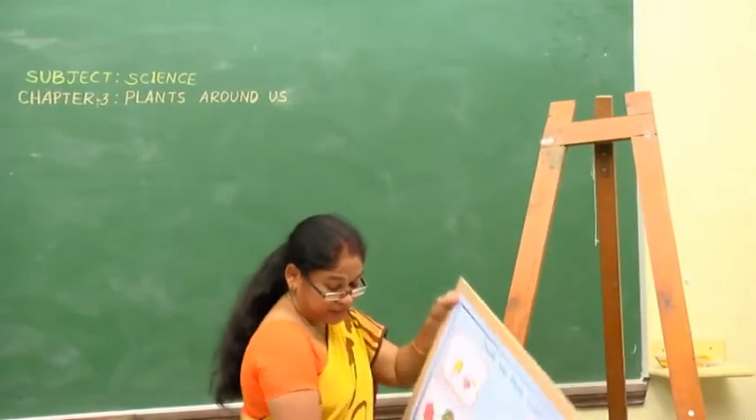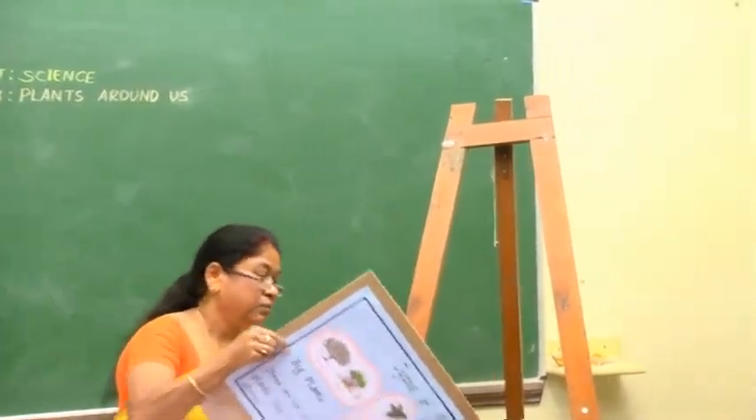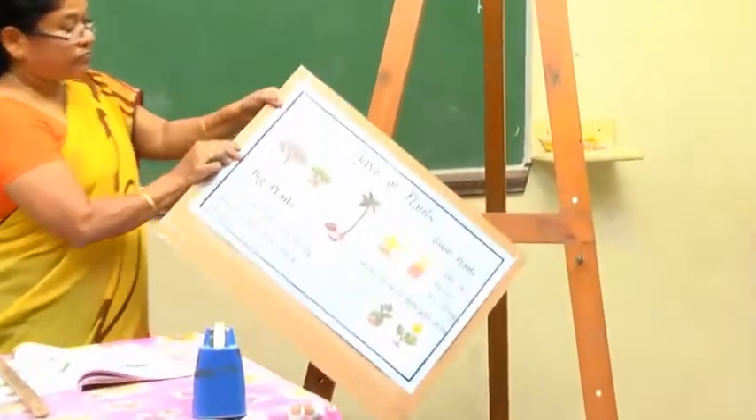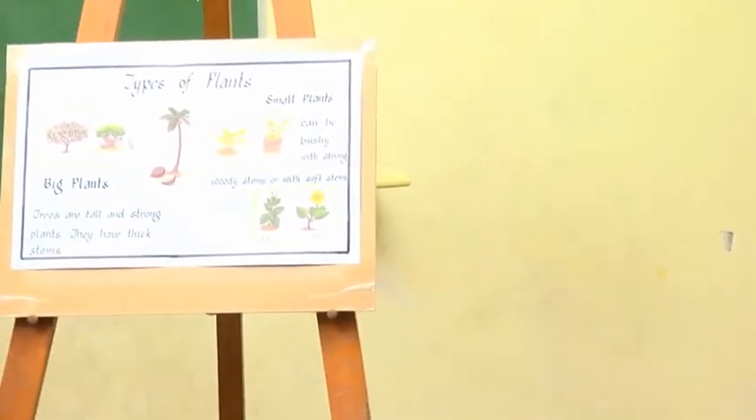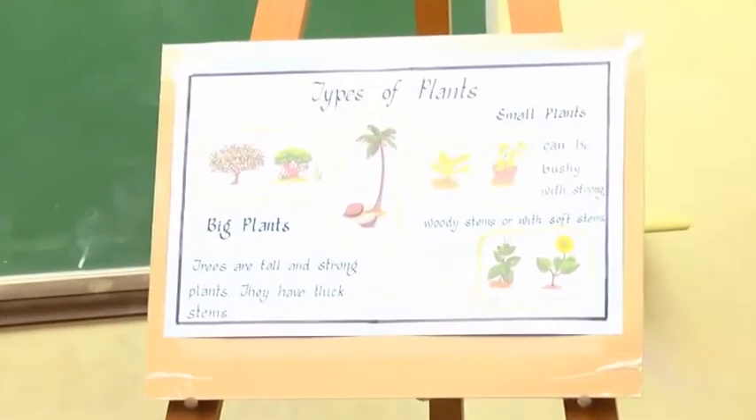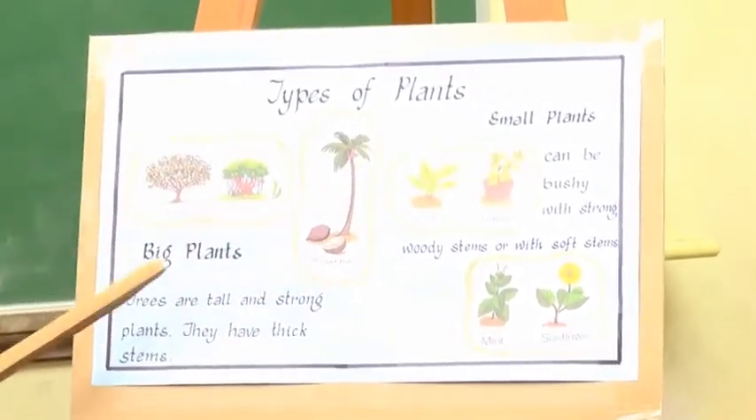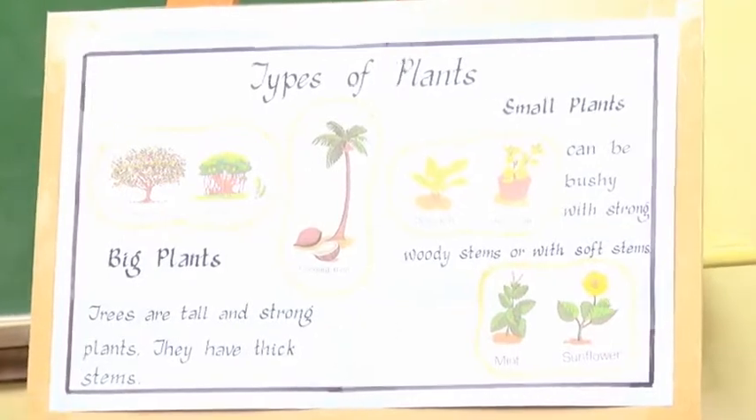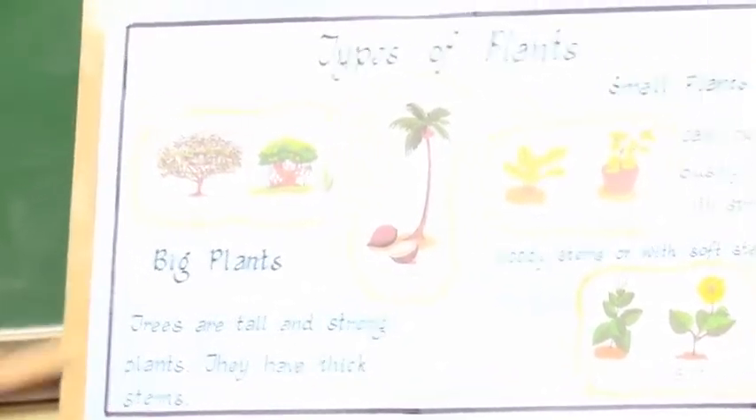Today we shall see something about types of plants. Now we will see these seeds growing into plants. We shall see what all types of plants there are. Yes, there are big plants and small plants. Which are the big plants, children? Trees. Trees are the big plants.